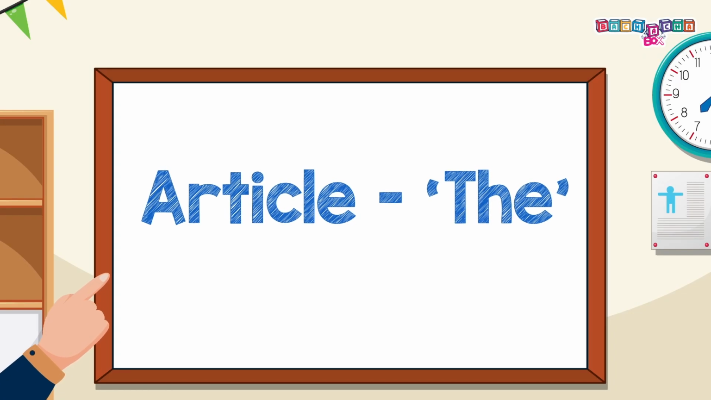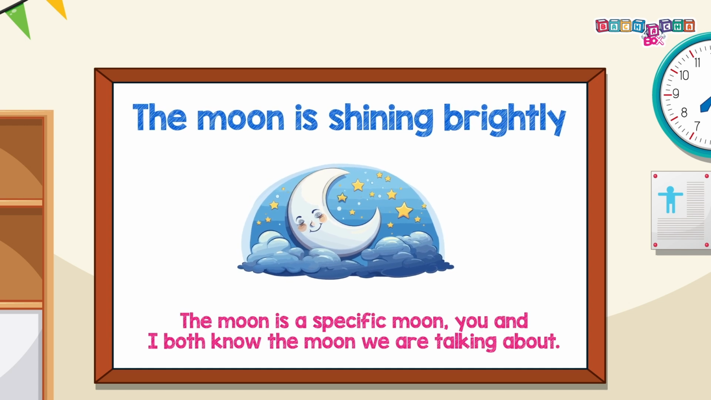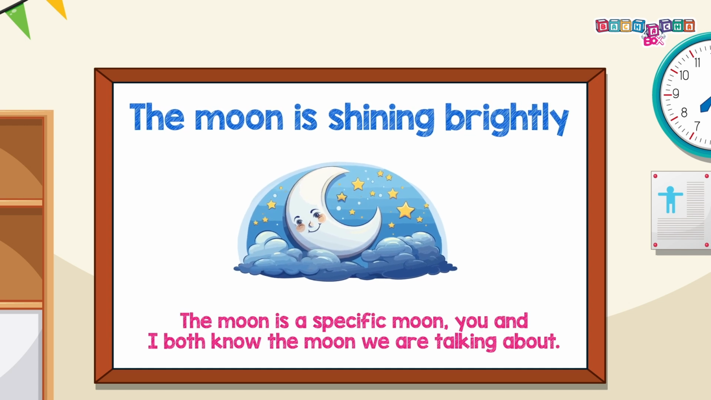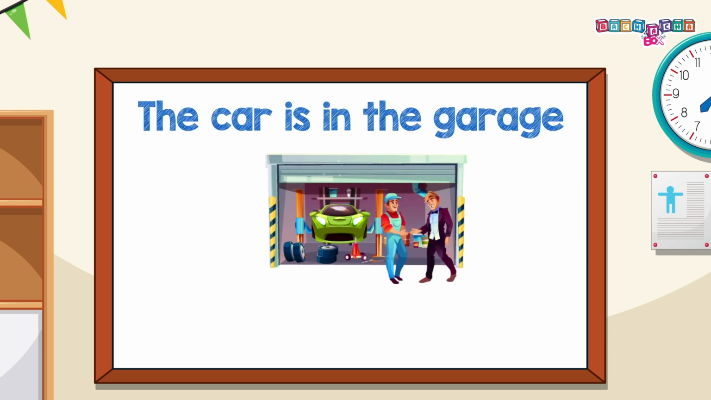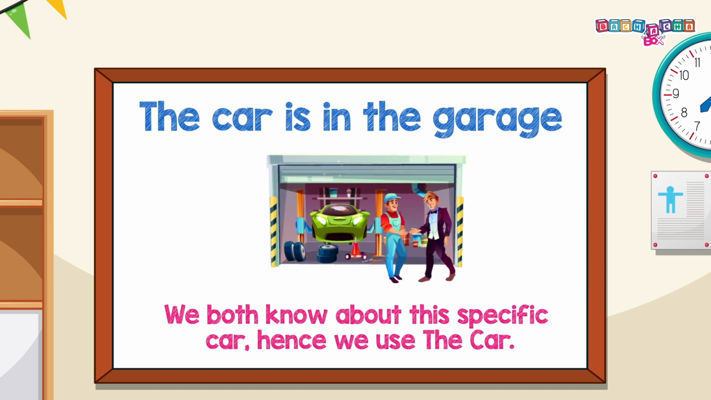Article the. The moon is shining brightly. The moon is a specific moon. You and I both know the moon we are talking about. The car is in the garage. We both know about this specific car, hence we use the car.